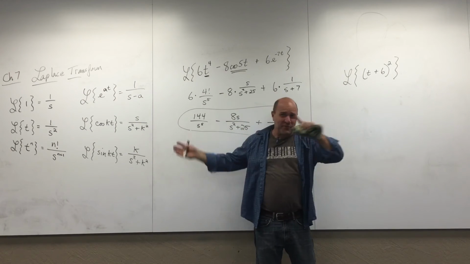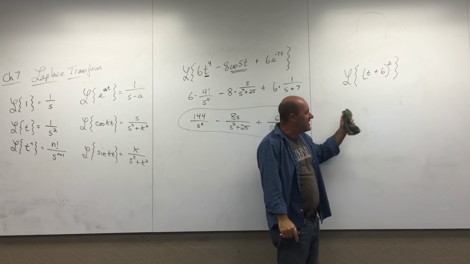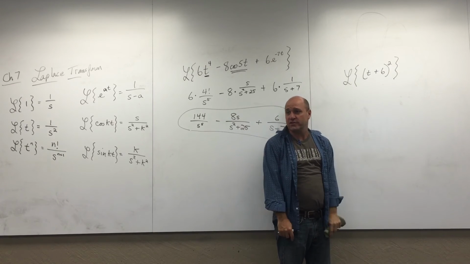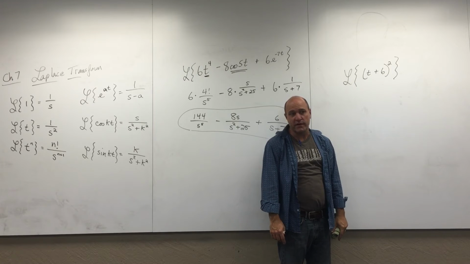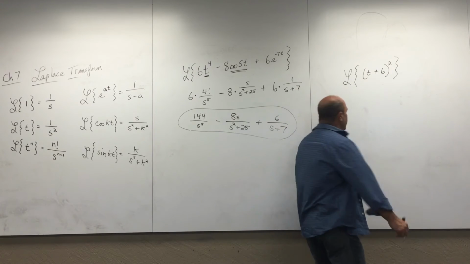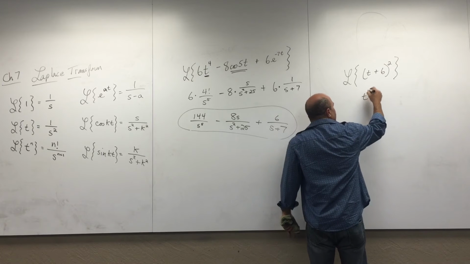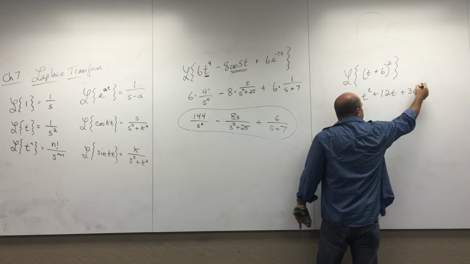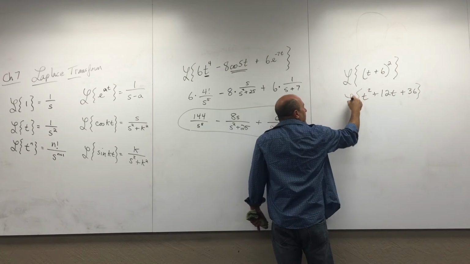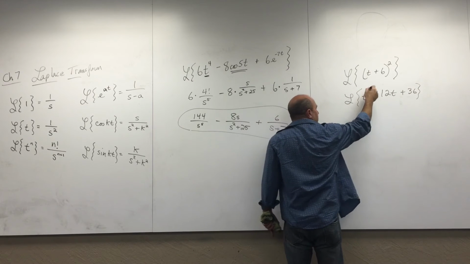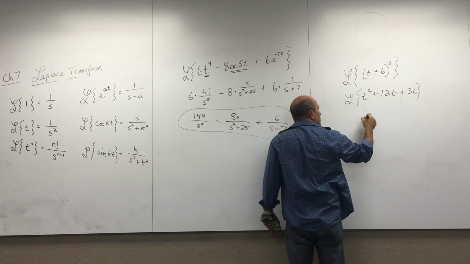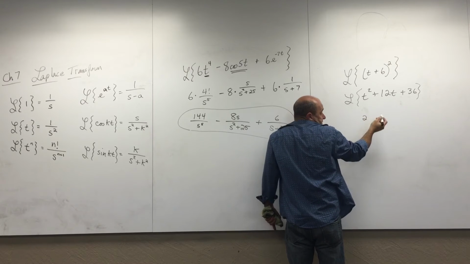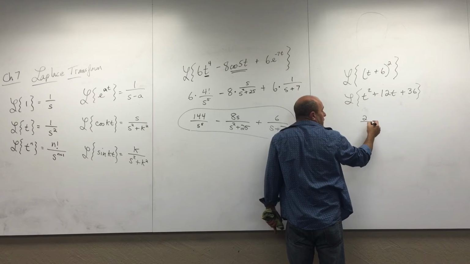And you can't adapt and make your own rules very easily. So what you suggested was you FOIL it out. Yeah, and that's what you do. And you got 3 different terms, and then you do it. I don't really have to do that, but I could. Let's see, t squared plus 12t plus 36. Okay, so now I can do the Laplace, I think. The Laplace of the t squared is 2 factorial, which is a 2, over s cubed.